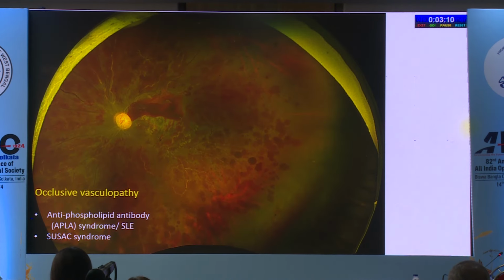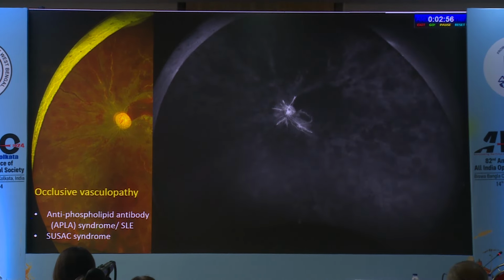Another cause of occlusive vasculopathy, in this case antiphospholipid syndrome in SLE, and you may also see those rare cases of Susac syndrome causing occlusive vasculopathy. So no exudation but huge hypoperfusion. You can see this in the FFA here.